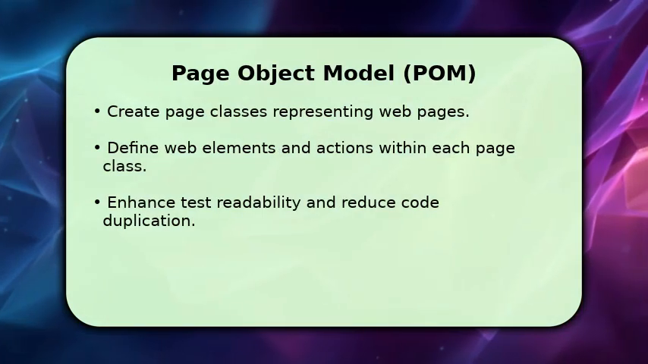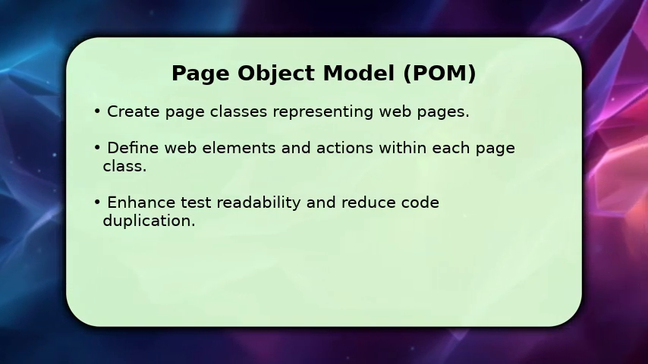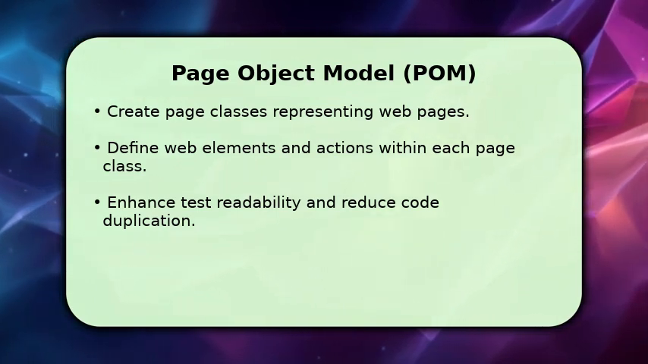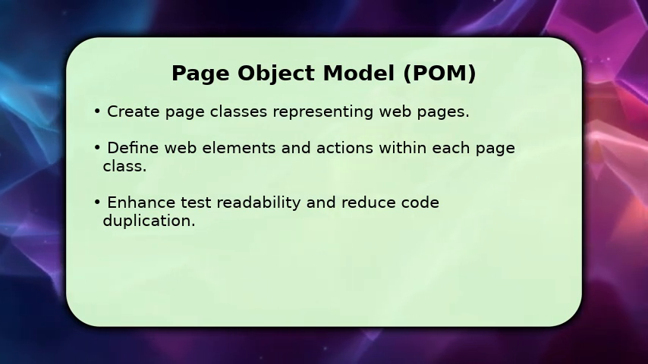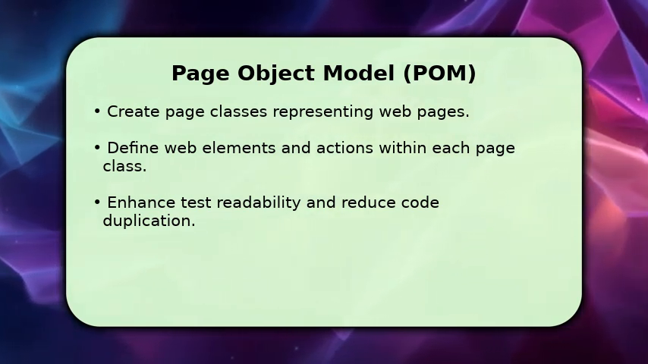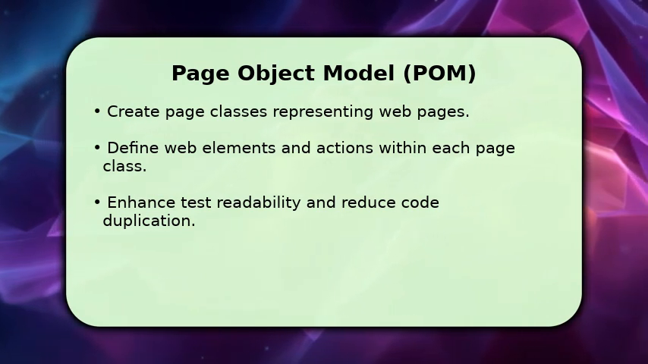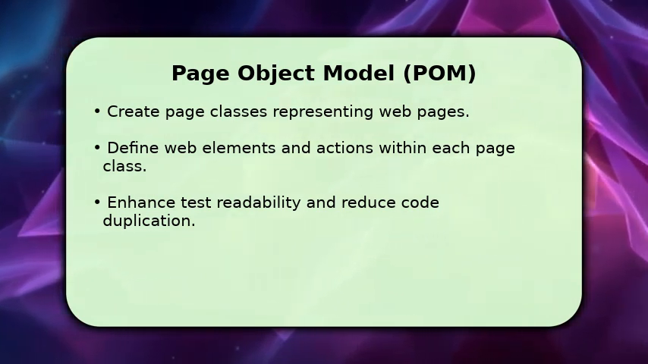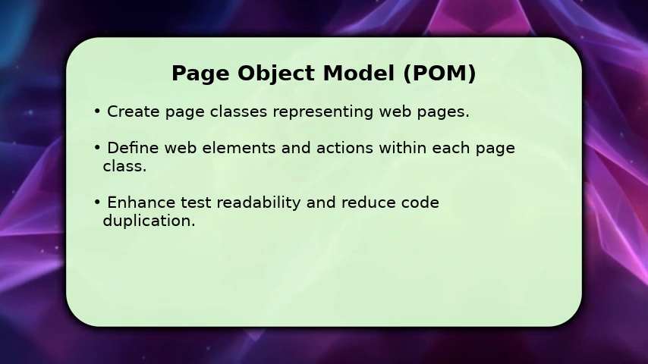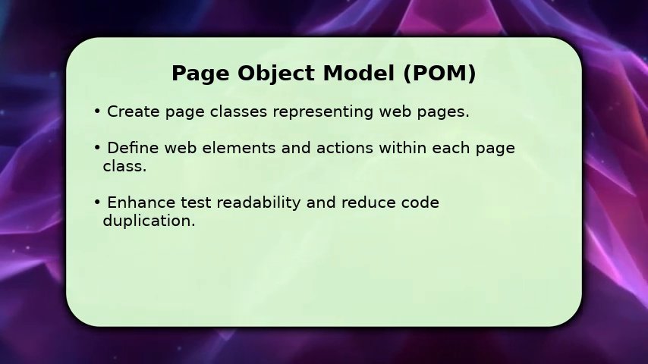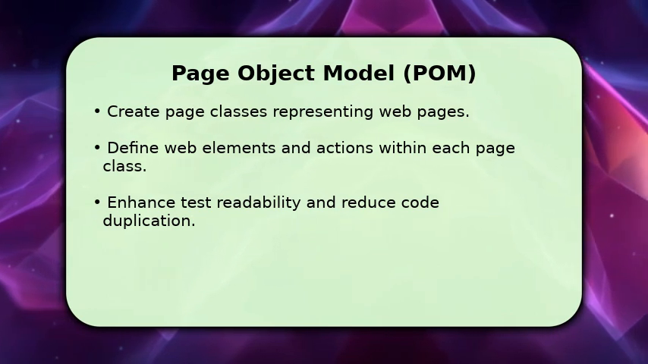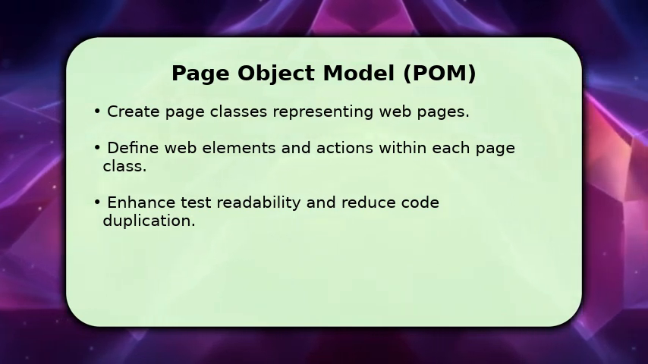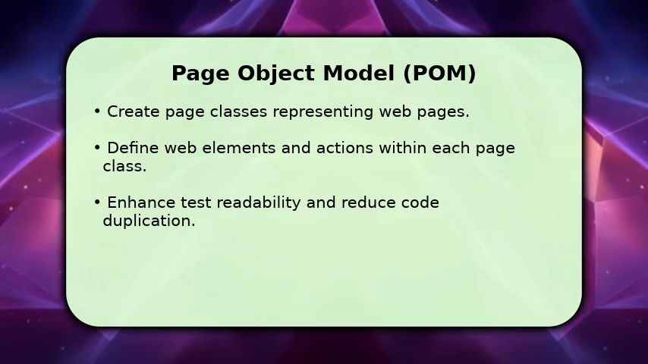A crucial step is implementing the page object model, or POM. This design pattern involves creating separate classes for each web page in your application. Within these page classes, you define web elements and the actions that can be performed on them. This approach significantly improves test readability, makes your tests more robust against UI changes, and drastically reduces code duplication across your test suite, saving you valuable development time.